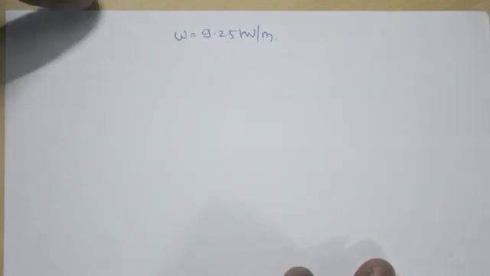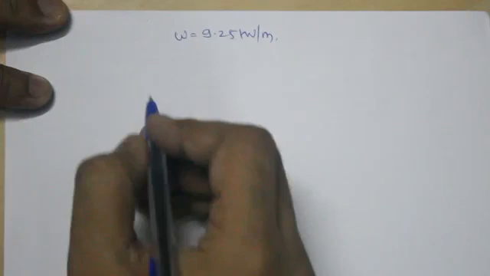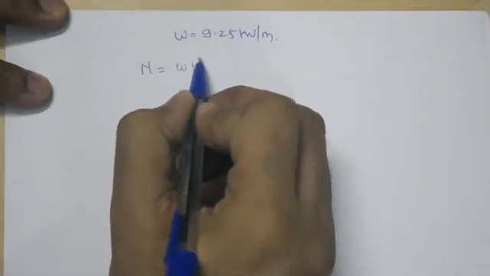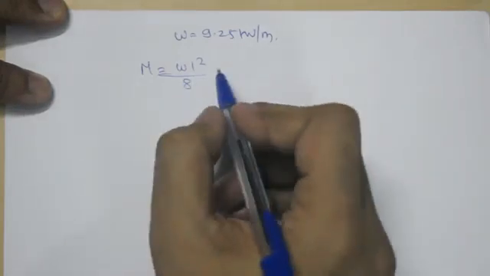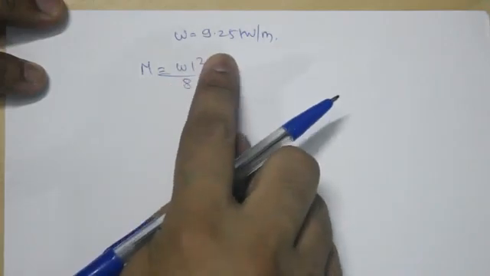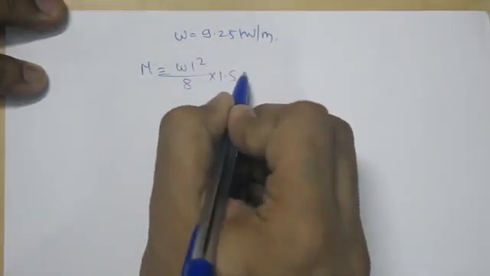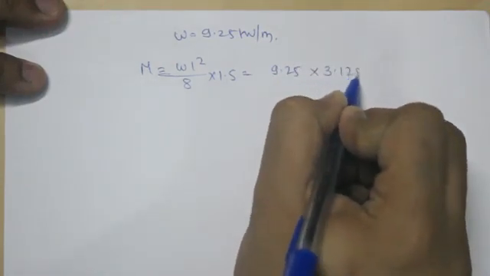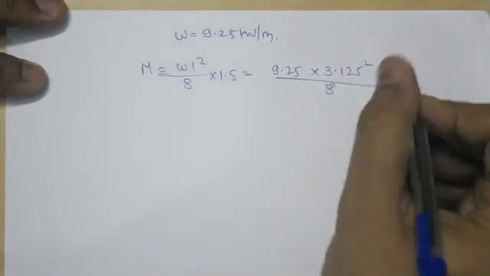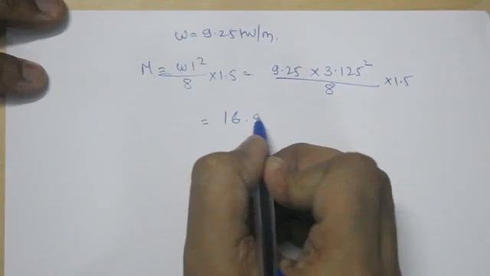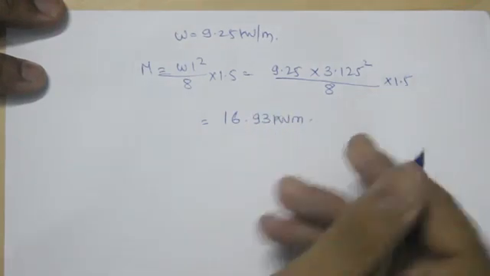So with this we can also calculate the maximum moment the slab is subjected to, which is same as the simply supported beam, WL square by 8. So we'll also multiply this by 1.5 because this load was the working load. So W is 9.25 multiplied by the effective span, that is 3.125, divided by 8 multiplied by 1.5. So the total moment will be 16.93 kilonewton meter.